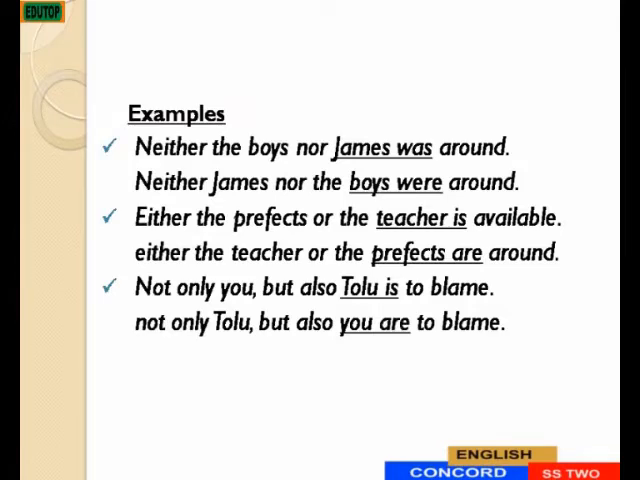And we have: not only you but also Tolu is to blame. Tolu is one person, that is why we are using is, and because it is closer to the verb. The other way around, we can have: not only Tolu but also you are to blame. So this rule states that the noun that is closest to the verb determines the nature of the verb.